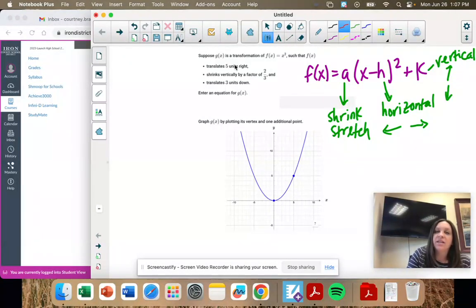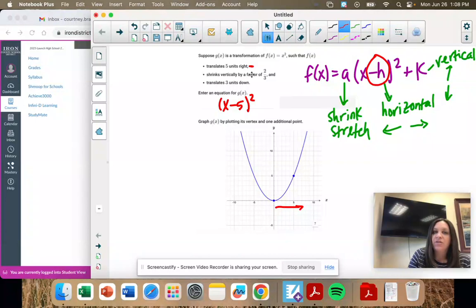So translates 5 units right. Well, that's going to be our H value. And remember, it's the opposite. If we're going right 5, you would think, oh, we're going positive 5. But it's negative. It's always the opposite sign. So we have x minus 5 squared.